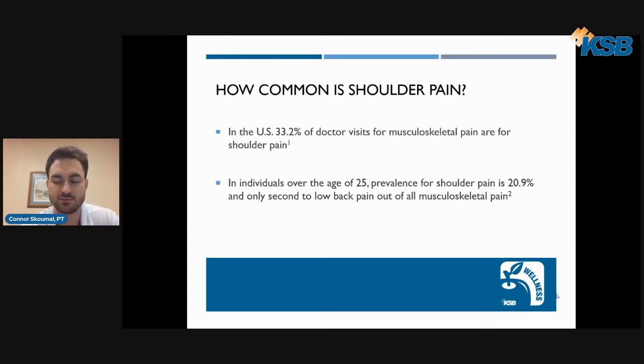So that piggybacks off of what I've seen in the clinic, and it's a serious condition. These injuries go on for a long time if they're not treated accordingly. So it's important to understand that.